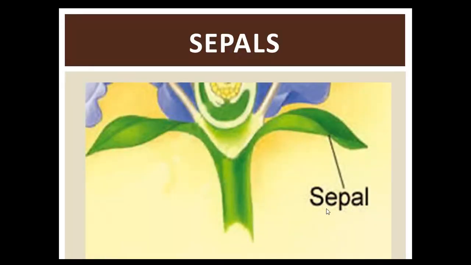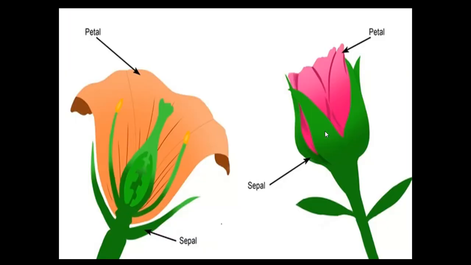First one is sepals. This green color part of the flower which forms the outermost ring, this part is known as sepals. You can see here, this is a bud. This green part is known as sepals. And the function of sepal is to protect the bud before it blooms as a flower. So, sepal give protection to the bud.